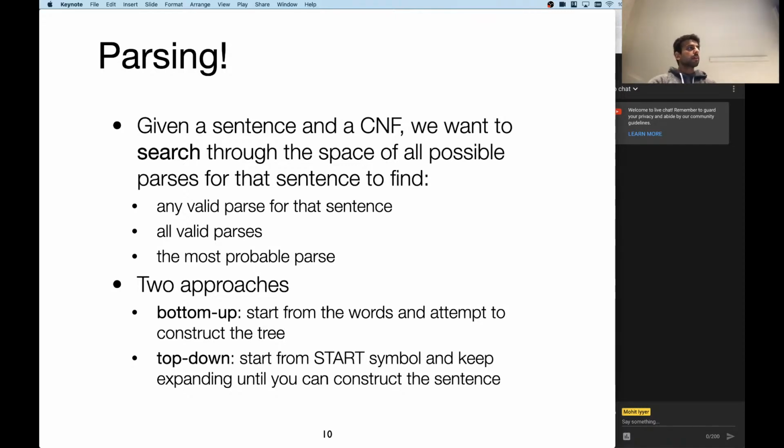Seems like top-down has a really big search space. You're kind of unconstrained, versus the bottom-up, where the leaf nodes are set and then you just follow the rules. Yeah, so there are trade-offs for both approaches, right?